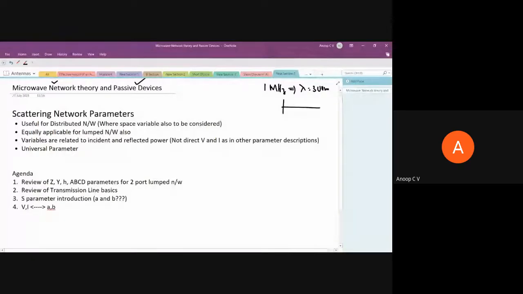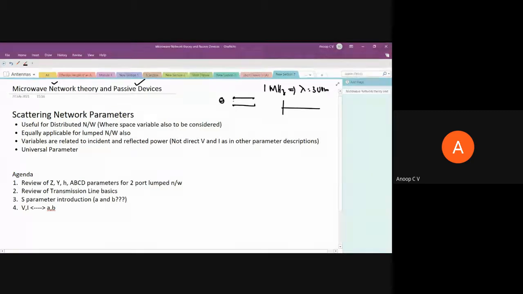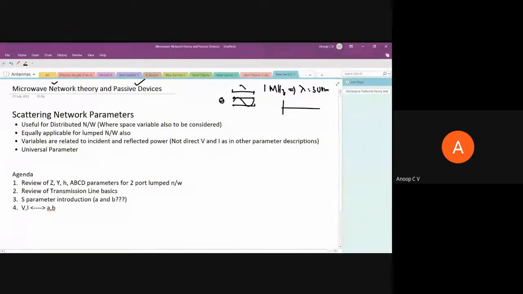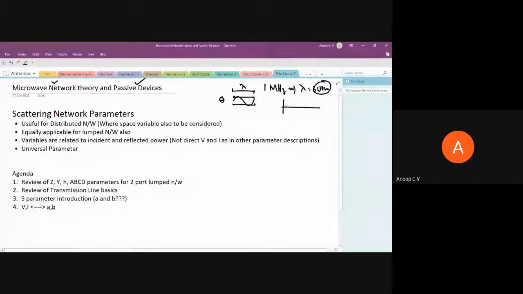What does that mean? Suppose I have a transmission line like this, and I'm giving a 1 megahertz signal here, and the effect takes finite time to propagate. If we assume the effect, voltage or current, is propagating at the velocity of light, and I take a snapshot at any given time, the voltage distribution will be like this, and the distance for a complete 360-degree phase rotation will be lambda. That will be 300 meter for a 1 megahertz signal.